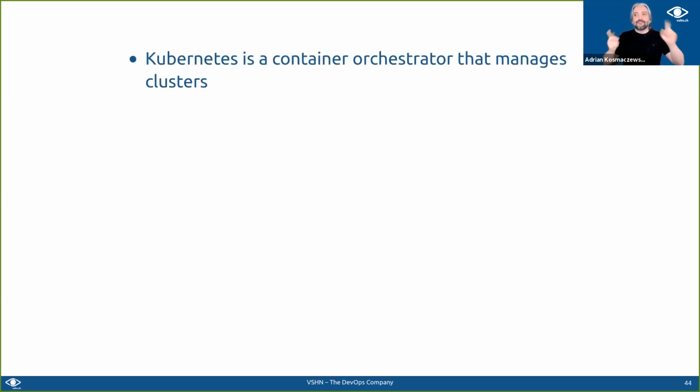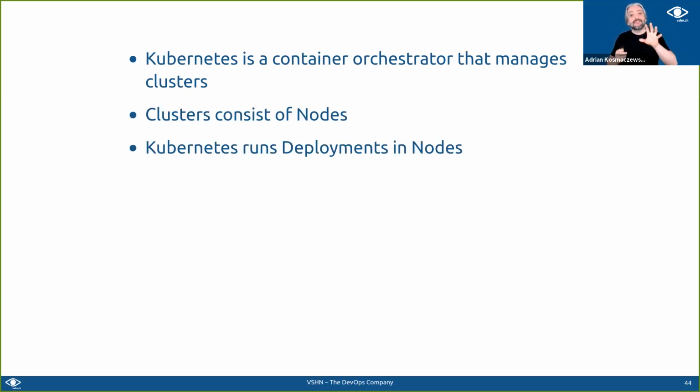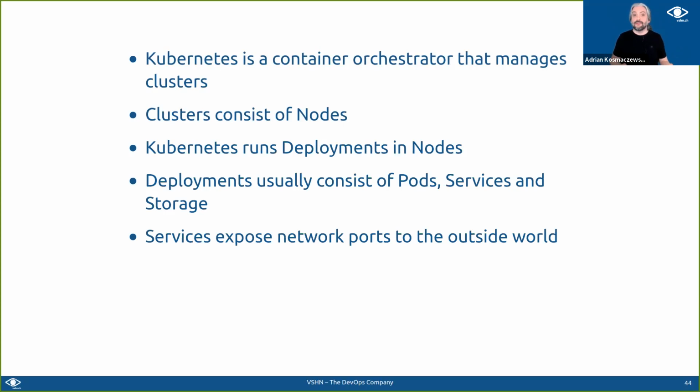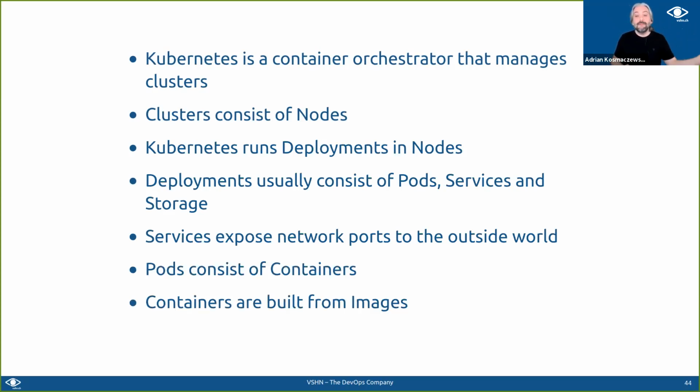There's a lot of information going on. First of all, Kubernetes is a container orchestrator that manages clusters. Clusters consist of nodes, and Kubernetes runs deployments on those nodes. Deployments consist of pods, services, and storage. Services expose the network services offered by the pods. Pods consist of containers, and containers are built out of images. And images are built with Dockerfiles.